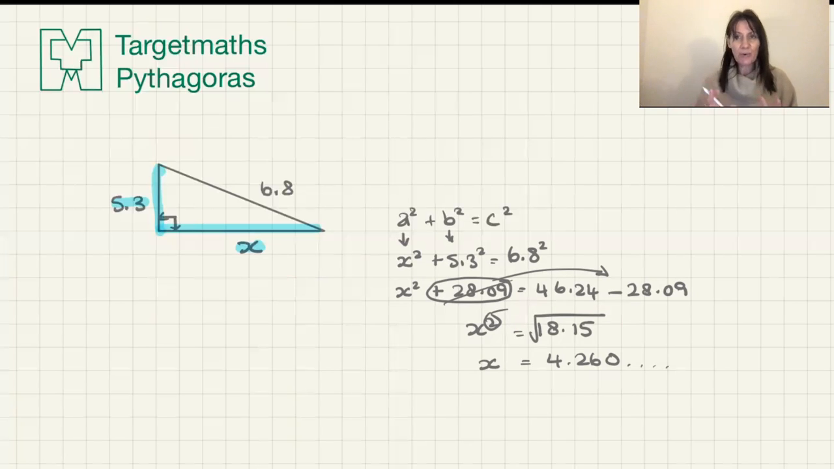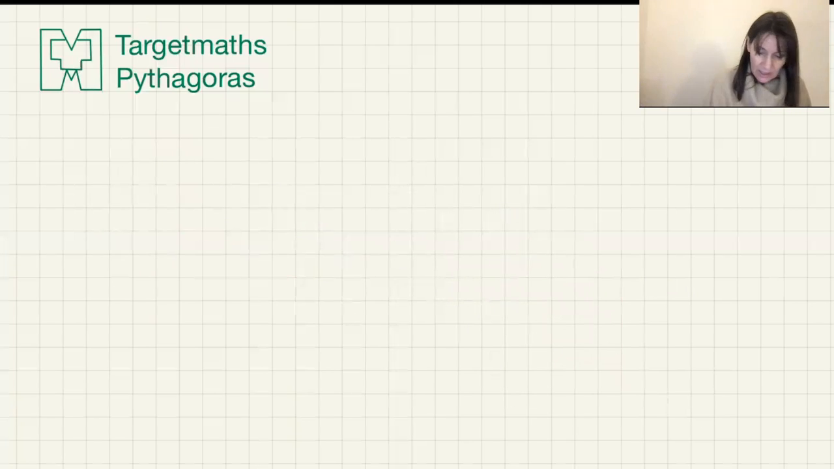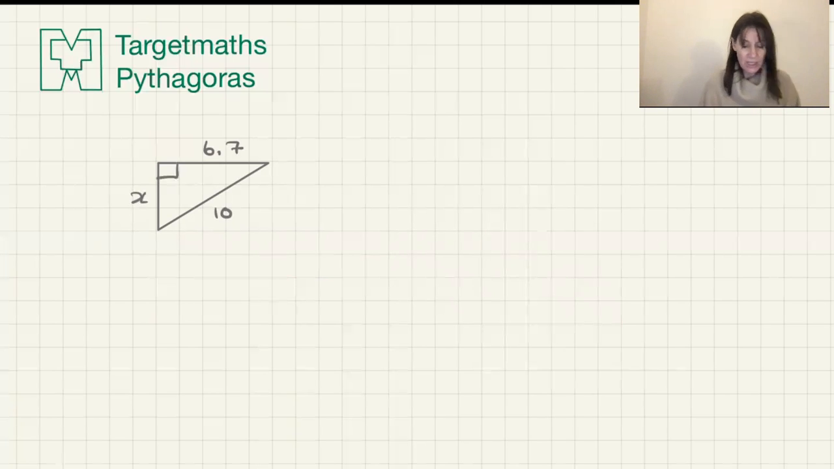So again, it's really important to just see this as literally depositing information from the diagram into the formula and getting x on its own. That's all it is, okay? Right, let's do another one. We are going to put 6.7 and 10 next there. There's the right angle. Off you go, find the missing edge. Press play when you're ready.